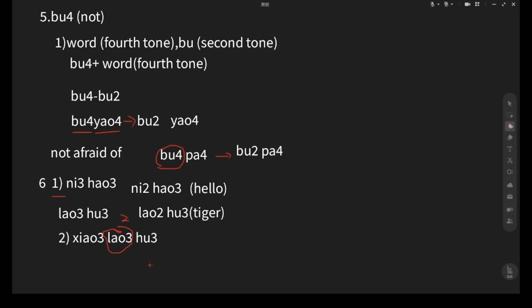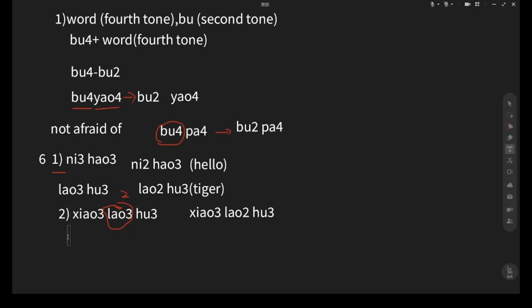Yeah. So we don't read it 小老虎, we read it 小老虎. Okay. Yeah. Right. We change the second word to the second tone. Okay. Yeah. See one more example.